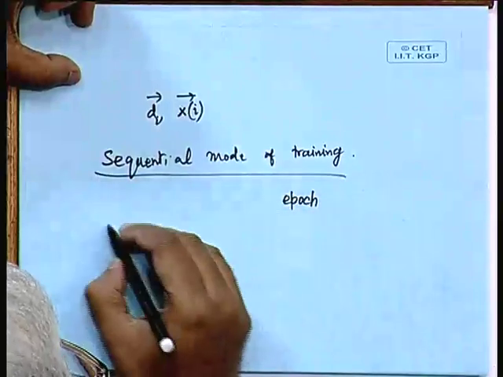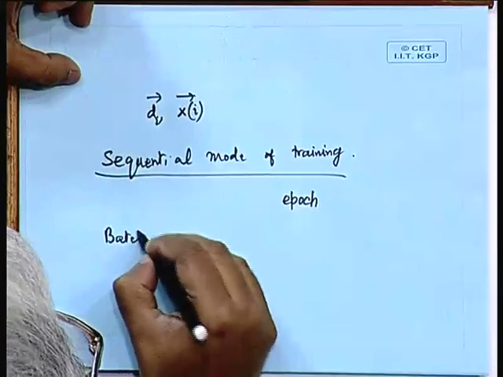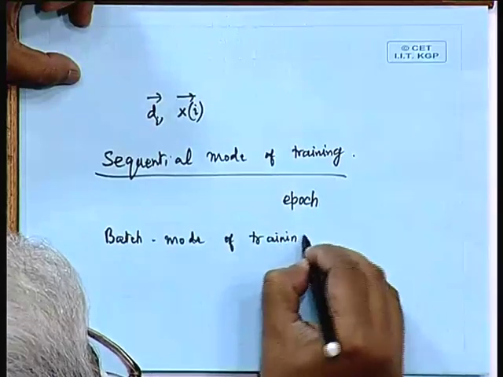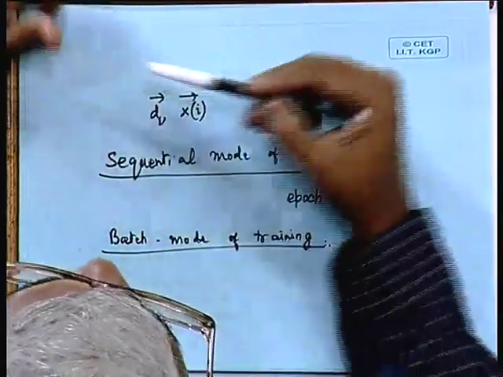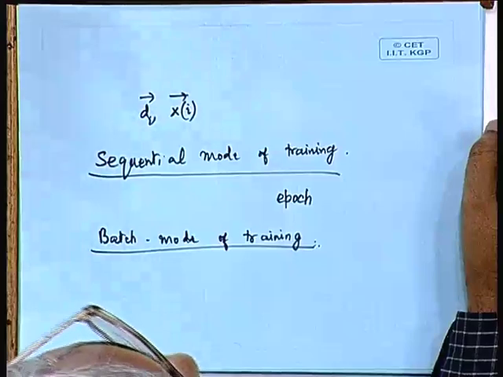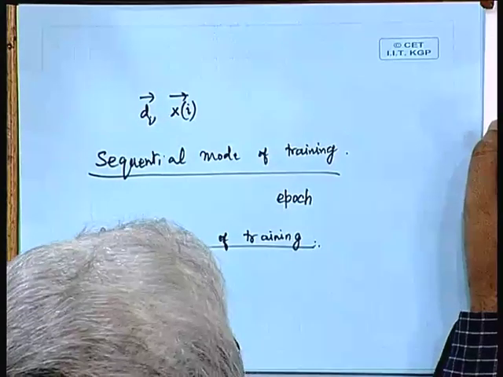Now, the debate that may come to our mind is whether the sequential mode of training or the batch mode of training, which one of these two is better. I can ask the students present here to initiate this debate. What is in your mind? Let me hear from one or two of you. Which one would you prefer? Sequential. Is it a consensus in this house? Everybody feels sequential. Okay, any one good reason for choosing sequential and rejecting the batch mode?